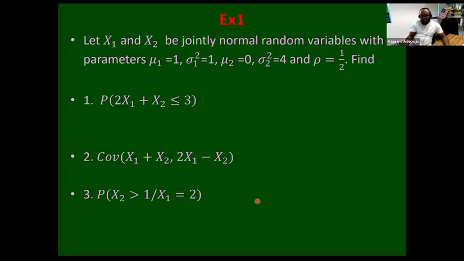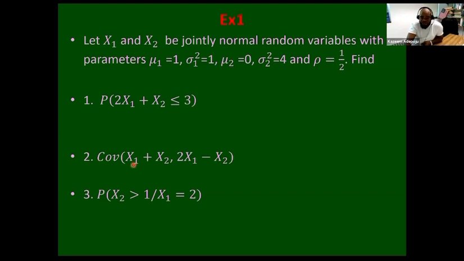Okay, now, if X1, X2 are jointly normal random variables with parameters: the mean and variance, mu1 given as 1, and sigma 1 squared given as 1, mu2 is 0, sigma 2 squared is given, and rho equal to 1 over 2. Now you want to find the probability of 2X1 plus X2 less than or equal to 3.